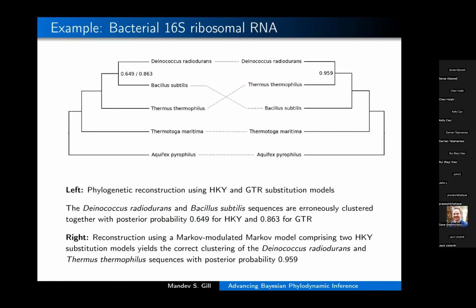So here on the left, we see a tree estimated using 2 standard nucleotide substitution models, the HKY model and the GTR model. As you can see, the Deinococcus radiodurans and Bacillus subtilis sequences are erroneously clustered together with posterior probability 0.649 for HKY and 0.863 for GTR. On the right, we see an estimate from a Markov modulated Markov model comprising 2 HKY substitution models. And it yields the correct clustering of Deinococcus radiodurans and Thermus thermophilus sequences with a very high posterior probability of 0.959.